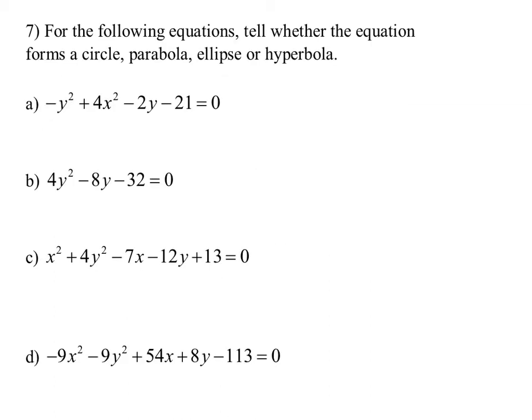So for the next four parts to number 7, we have to identify what kind of equation forms a circle, parabola, ellipse, or hyperbola. So you're just identifying this general form, conic, and what kind of conic it forms. And there are some simple rules we can follow to determine what that is. If you have two terms that are squared, a y squared term and an x squared term, and only one of these coefficients is negative, then you have a hyperbola.